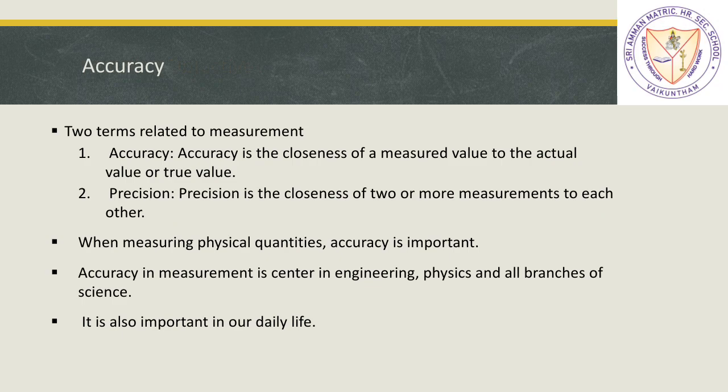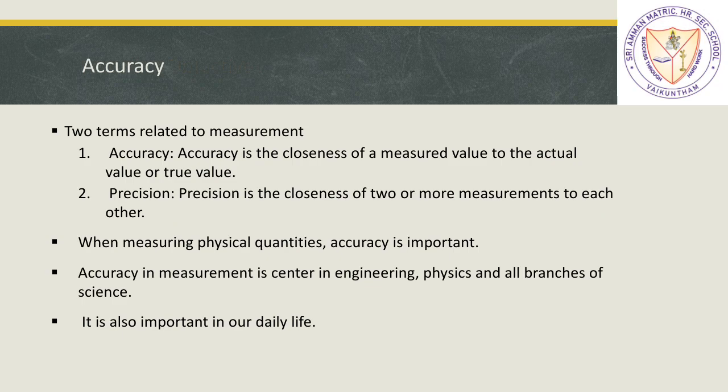So if I am measuring the length of a book, I'm carrying out the same measurement, measuring the length of the book 3 times. How close those 3 measurements are will give us the precision of that measurement. So these two are very basic words which we'll be using when we talk about measurement, and it is important for us to know about them.